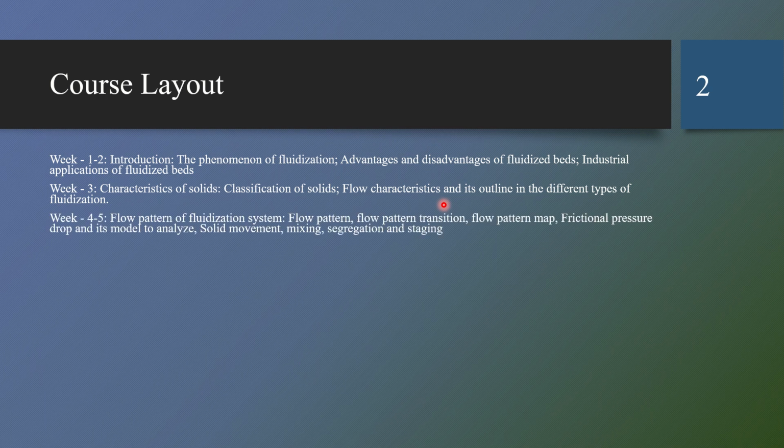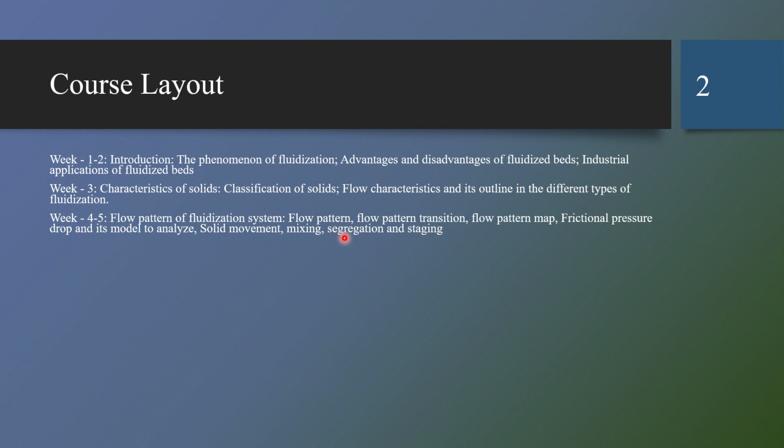And in week 4 or week 5, we dealt with the flow pattern of fluidization systems. When we increase the velocity, the packed bed gets transformed into a fluidized bed. But what are all the stages it undergoes? For example, if we are dealing with liquid-solid fluidization, the particles would be smoothly fluidized. It is known as particulate fluidization or homogeneous fluidization, because there would be no bubble formation in those systems. Whereas when we are dealing with gas-solid systems, it progresses through a series of steps.